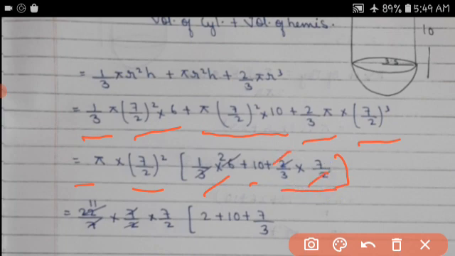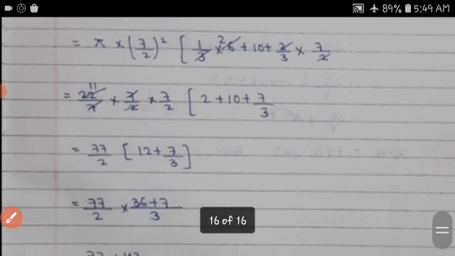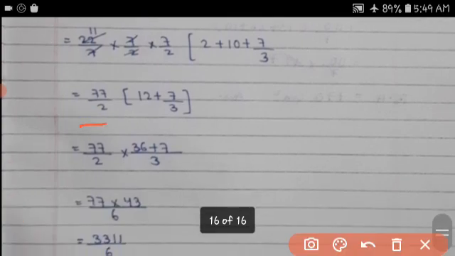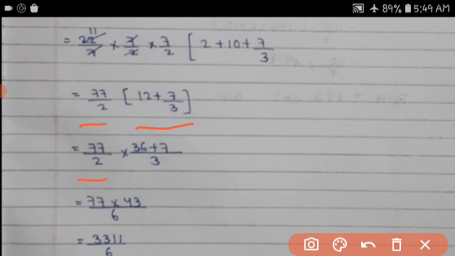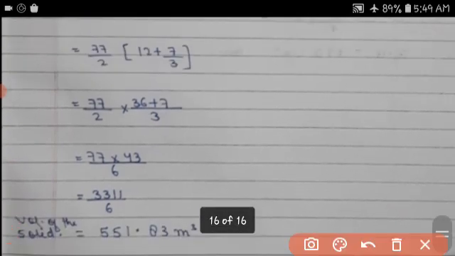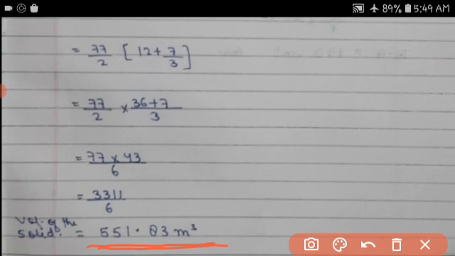Here cancel out the 2 3s, 2 3s are 6, 2 plus 10 plus 7/3 bracket. Now 7/2 into 7/2, 2 11s are 22, 7 11s are 77 upon 2. 12 plus 7/3. Now 77 upon 2, 36 plus 7 is 43. 77 into 43 equal to 33. 11 upon 6. Volume of the solid is equal to 551.83 meter square. Okay children, this video is over.